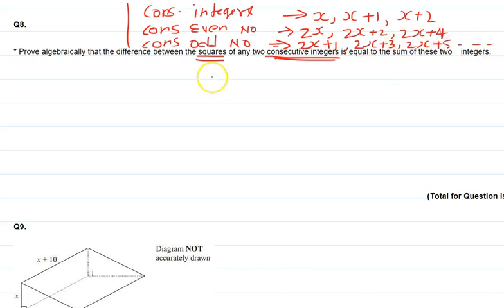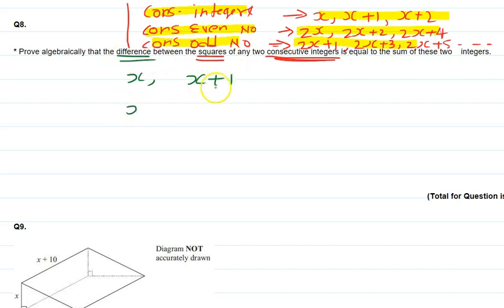Yeah, so here they are talking about consecutive integers, so we are taking x, x plus 1 and x plus 2. Please remember these rules, this is going to help in your exam. So consecutive integers, I have taken x and x plus 1. Now they are saying difference between the squares.